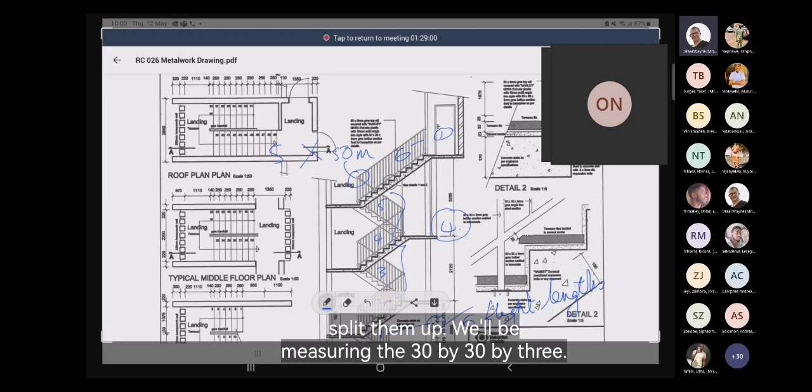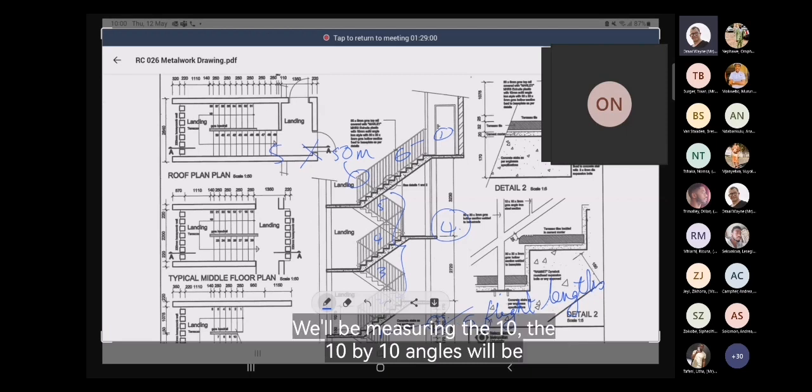We'll be measuring the 30 by 30 by 3. We'll be measuring the 10 by 10 angles. We'll be measuring the 50 by 6 millimeter. So we'll be looking at each one of these different sections, and we'll have to determine the length as to where they come about. But again, we will still have to measure the length of each of these flights. The length of each of these flights will be the same as what we had measured in the previous 2 sections.